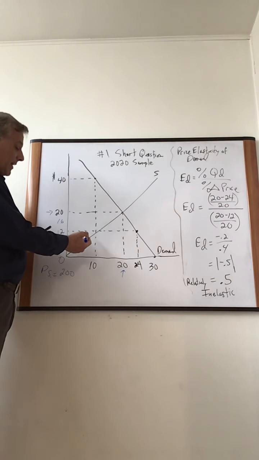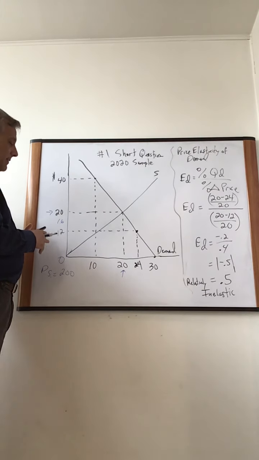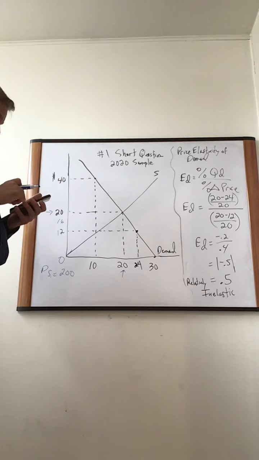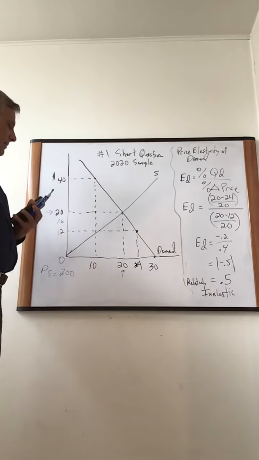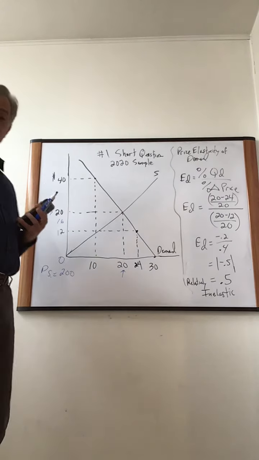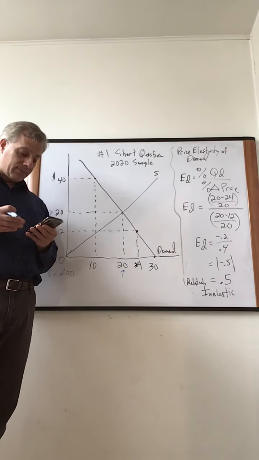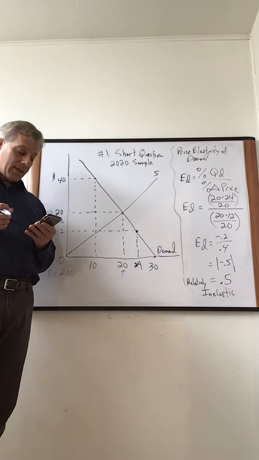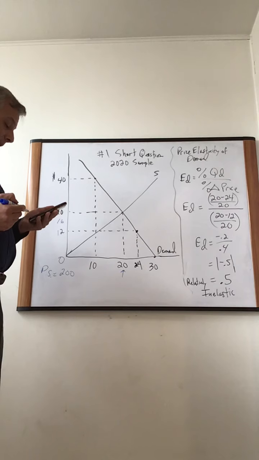Well, if there's an effective price ceiling at $12, what's going to happen is producers are not going to be willing to produce as much, and that's going to create the shortage. Okay, so we're going to be here on the supply curve.